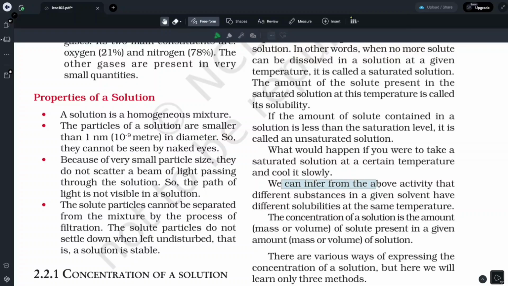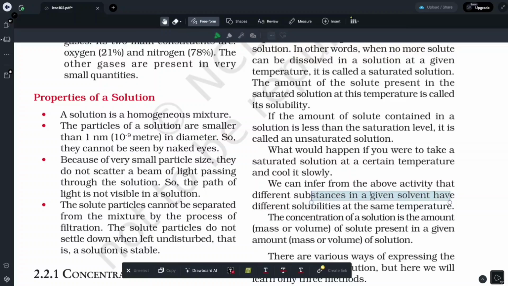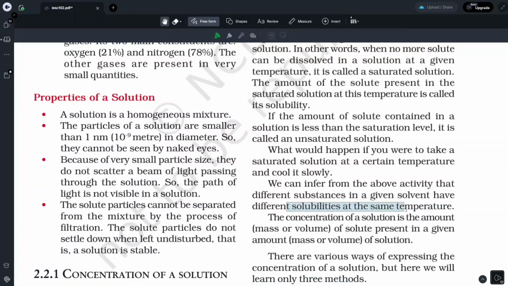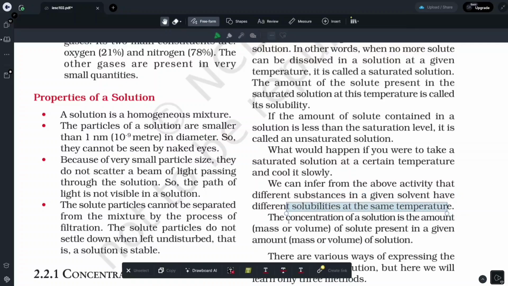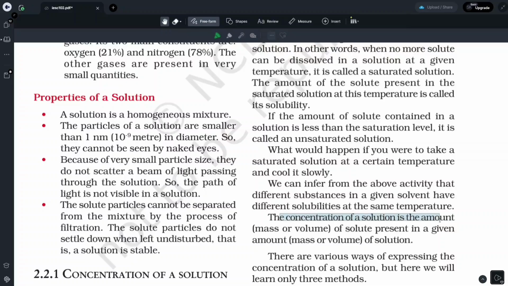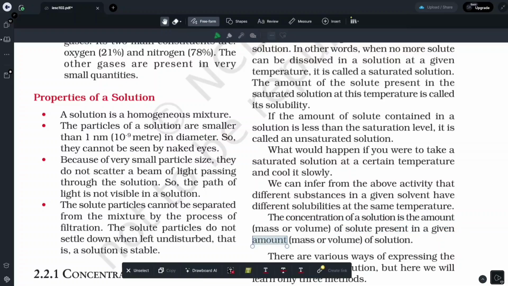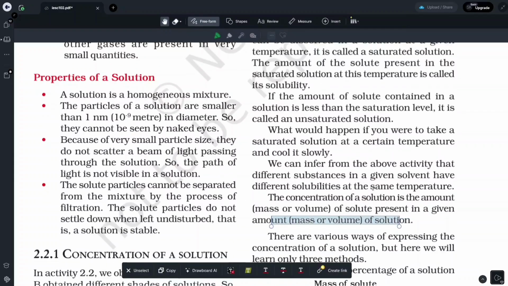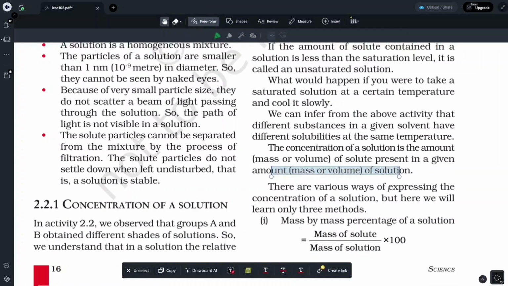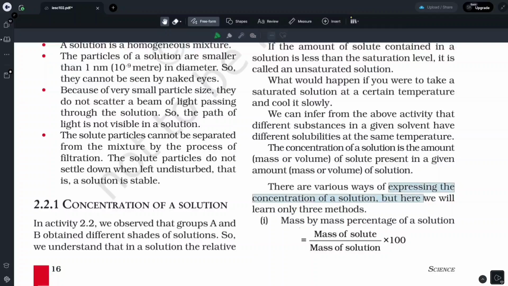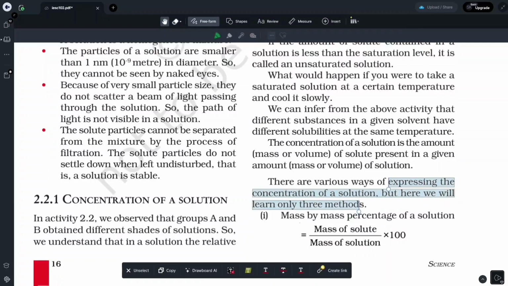We can infer from the above activity that different substances in a given solvent have different solubilities at the same temperature. The concentration of a solution is the amount of solute present in a given amount of solution. There are various ways of expressing the concentration of a solution, but here we will learn only 3 methods.